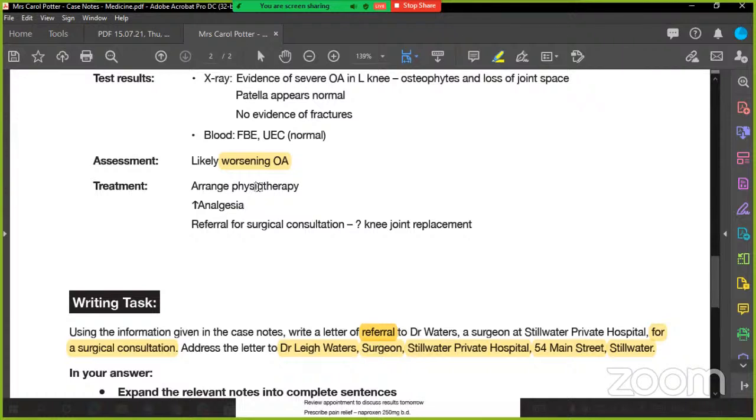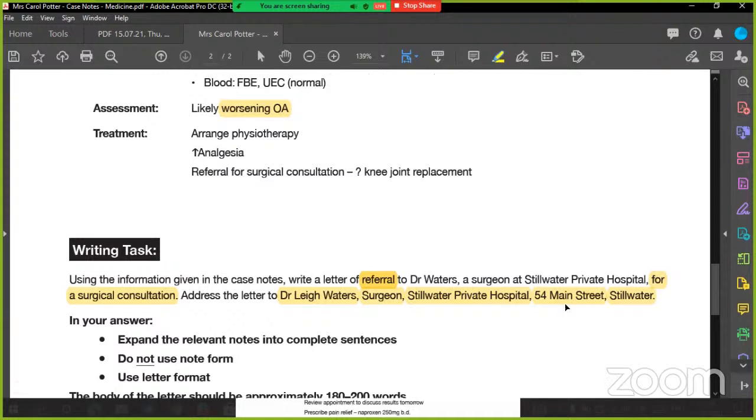Whose condition, okay, worsening osteoarthritis, you can bring there. And in addition to that, you can say, I am referring her to you for a surgical consultation. Or you can directly write this.